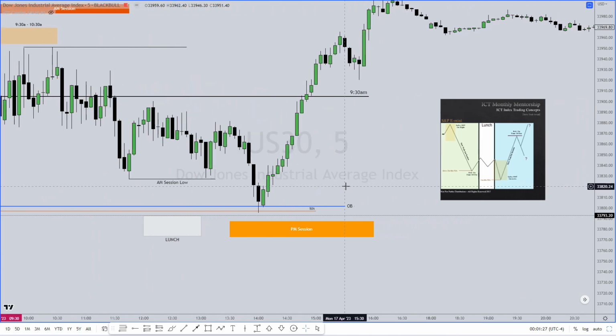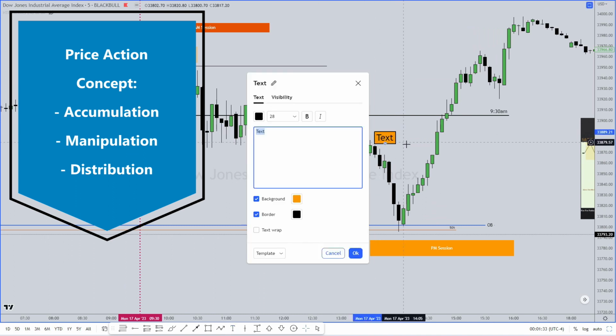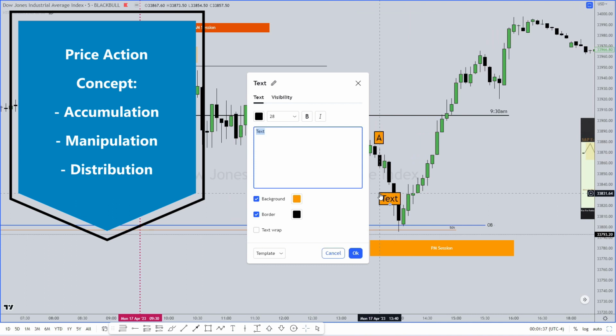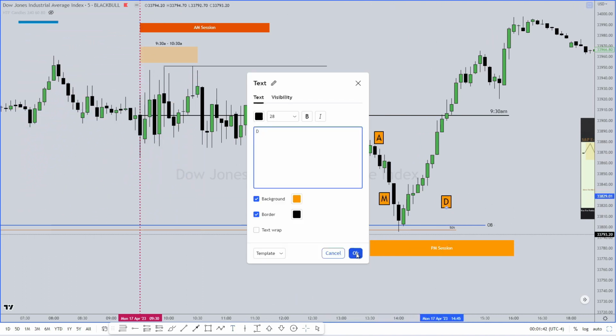But the other thing I wanted to use this journal for is when you've got these consecutive runs, this price action here is that classic accumulation, manipulation below a low, distribution.